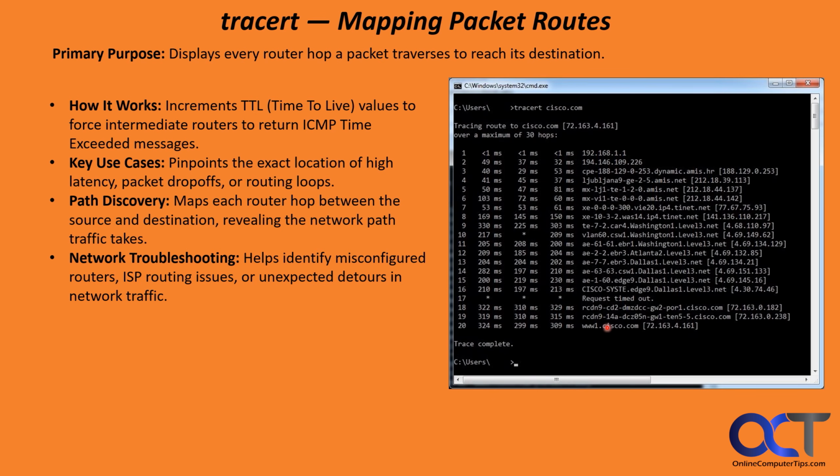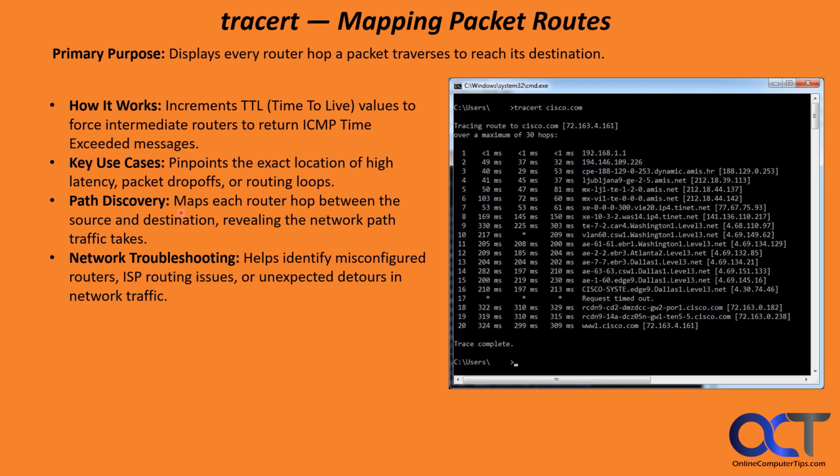and get down here after 20 hops over to Cisco. So this works by incrementing time to live values to force intermediate routers to return ICMP or ping time exceeded messages. So it allows you to pinpoint the exact location of high latency, packet drop-offs, or routing loops. So you can see the time values here increasing as we're going along.